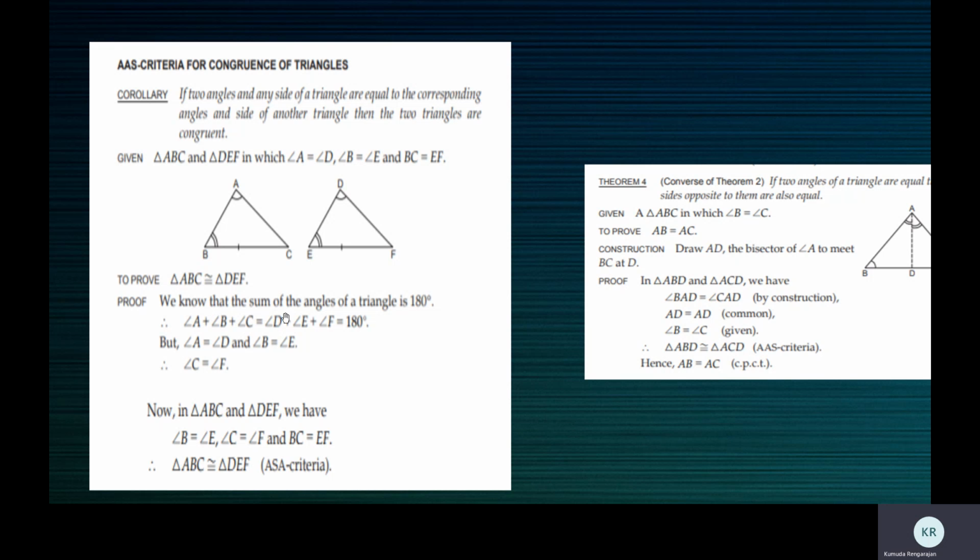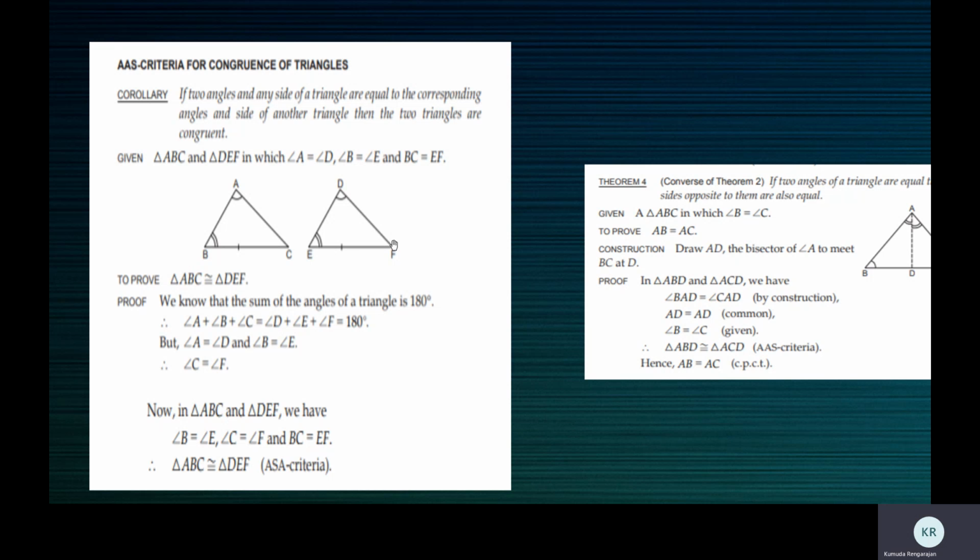So since angle A is equal to angle D, cancels. Angle B is equal to angle E, cancels. So we are left with angle C is equal to angle F. We're going to prove AAS using the ASA criterion.